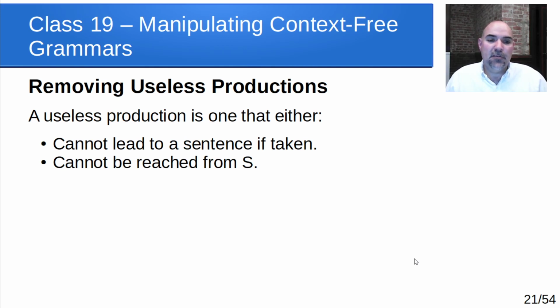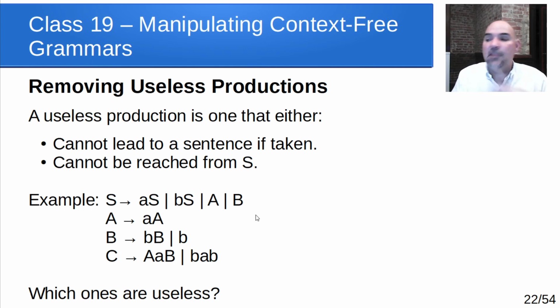A useless production is one that can never lead to a sentence. And remember, a sentence is a string of terminals and only terminals, so it's a string of zero or more terminals. So a useless production is one that you could never get a string of only terminals from if we take that production. And the second type is one that you could never get to, in other words, a production that we could never use anywhere. We could never get to a point where it could be used. So the two useless types of productions are ones that could never result in a string in our language, and ones that we could never get to from starting with S.